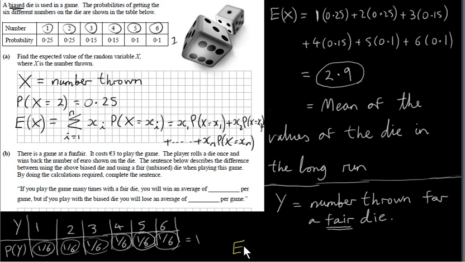Now what is the expected value for the number thrown on a fair die? Well, we do it in exactly the same way we did the previous calculation. We take all the values that y can take on and multiply by the corresponding probabilities. So we have 1 times 1/6 plus 2 times 1/6 plus 3 times 1/6 plus 4 times 1/6 plus 5 times 1/6 plus 6 times 1/6.